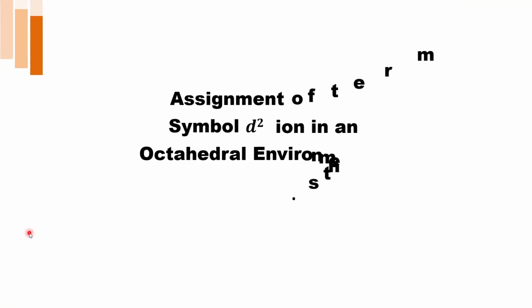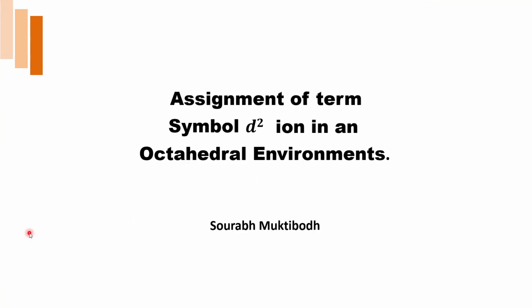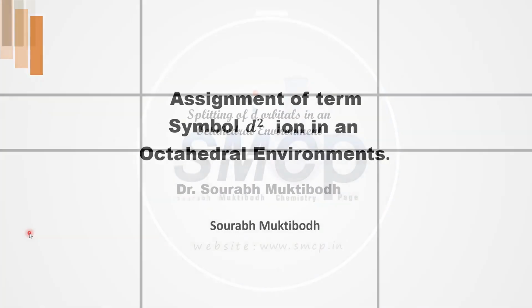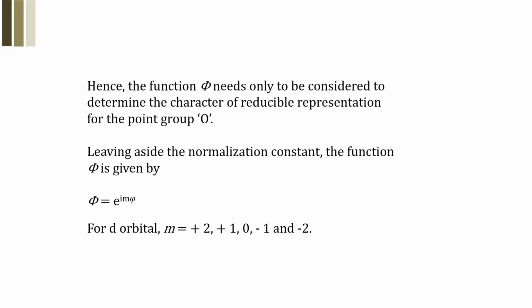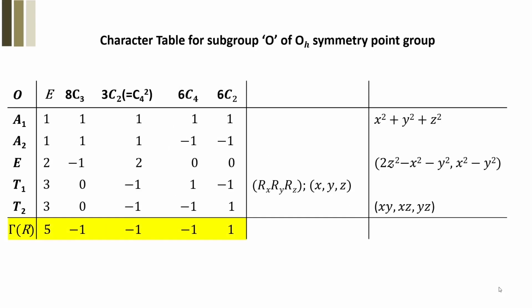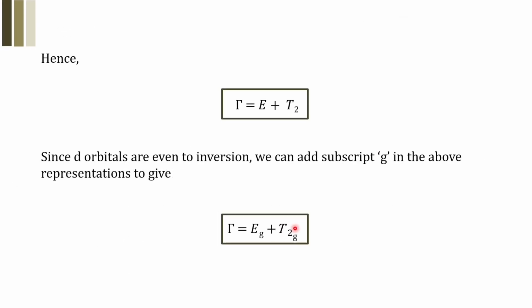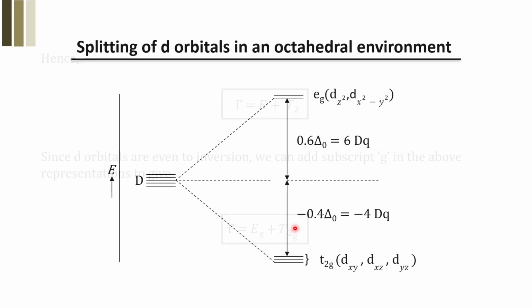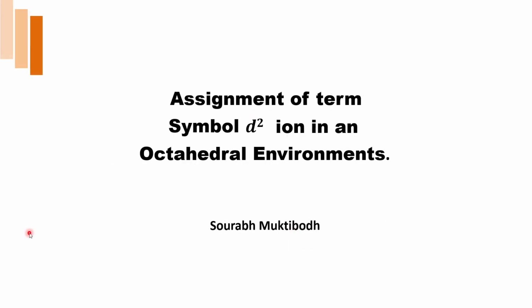Hello friends. Assignment of term symbols for a d2 ion in an octahedral environment is the subject of this present video. You must remember that in the earlier video we have talked about the splitting of d orbitals in an octahedral environment, which ultimately led to the splitting in terms of the eg and t2g sets of orbitals, in terms of symmetry and group theory. I'm your instructor Saurabh Muktibodh.